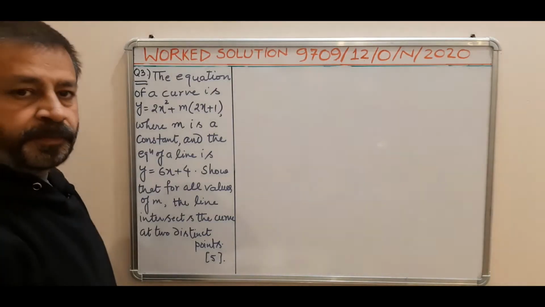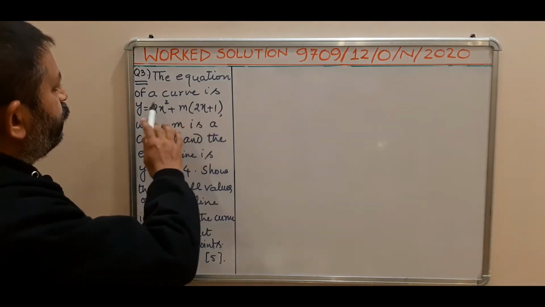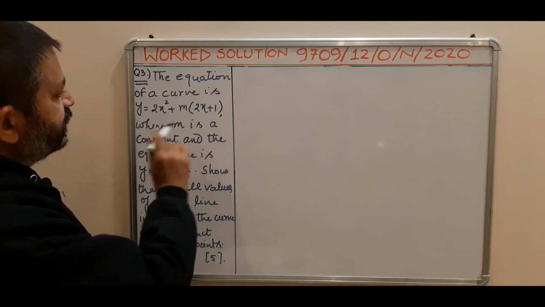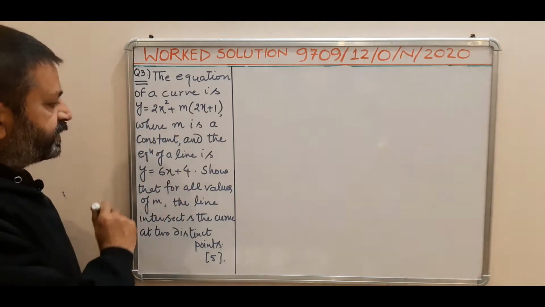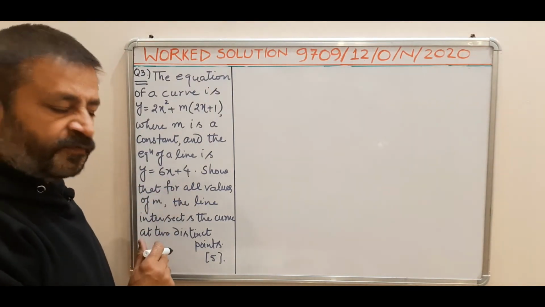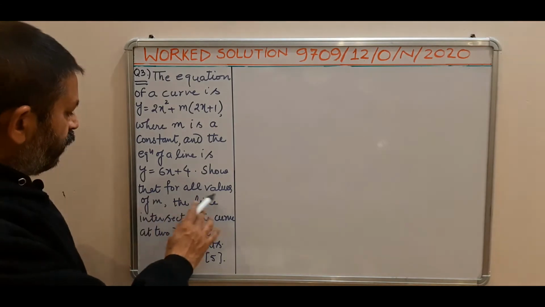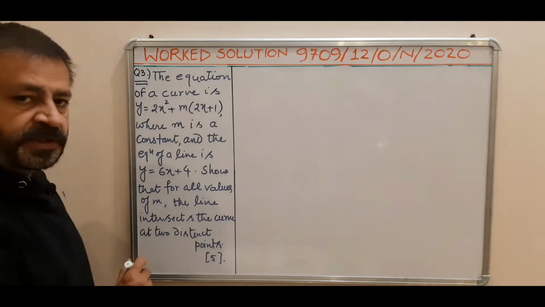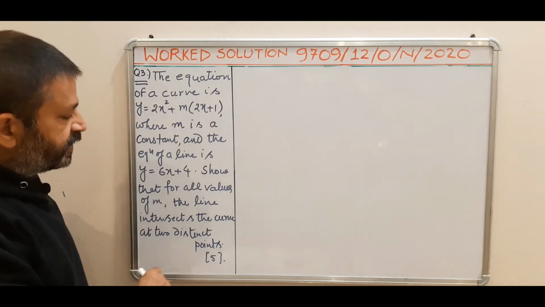Question number 3. The equation of a curve is y = 2x² + m(2x) + 1, where m is a constant, and the equation of a line is y = 6x + 4. Show that for all values of m, the line intersects the curve at two distinct points, and this question carries 5 marks.